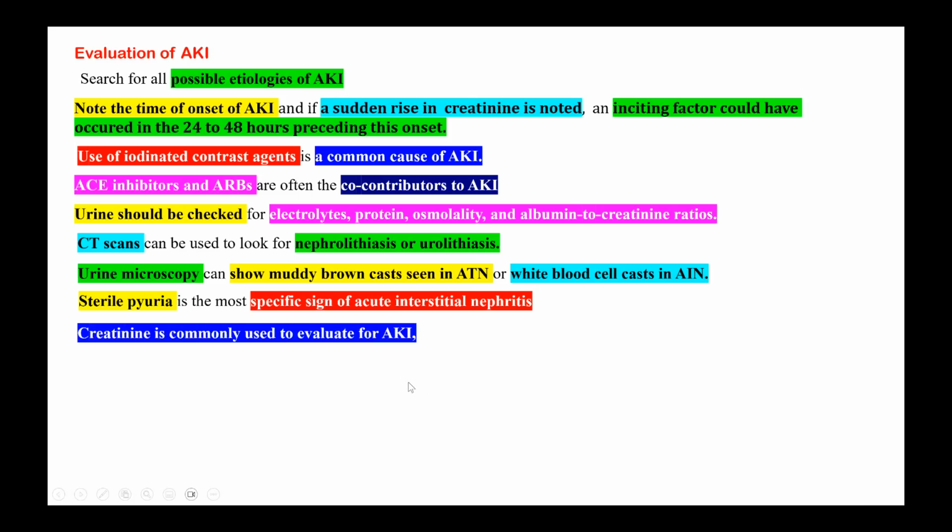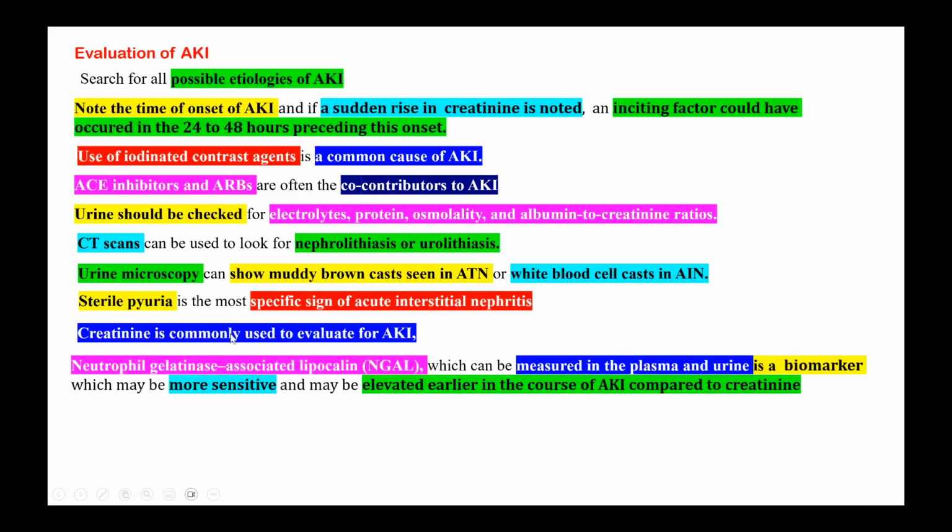Creatinine is commonly used to evaluate for AKI, and neutrophil gelatinase associated lipocalin, NGAL, which is measured both in the plasma and urine, is a biomarker which may be more sensitive and elevated earlier in the course of AKI compared to creatinine. Creatinine usually rises only after 75% of the nephron activity has been destroyed, so it is a very late marker. So we want to find out the damage much earlier.